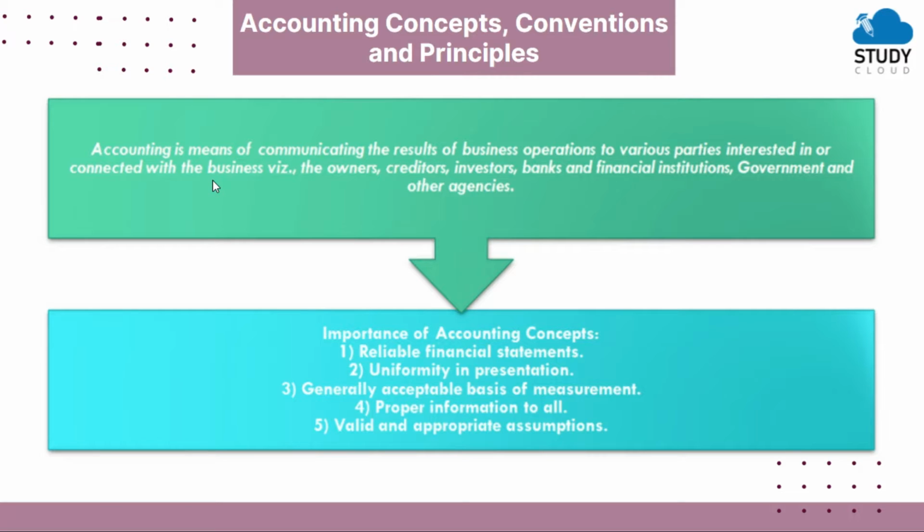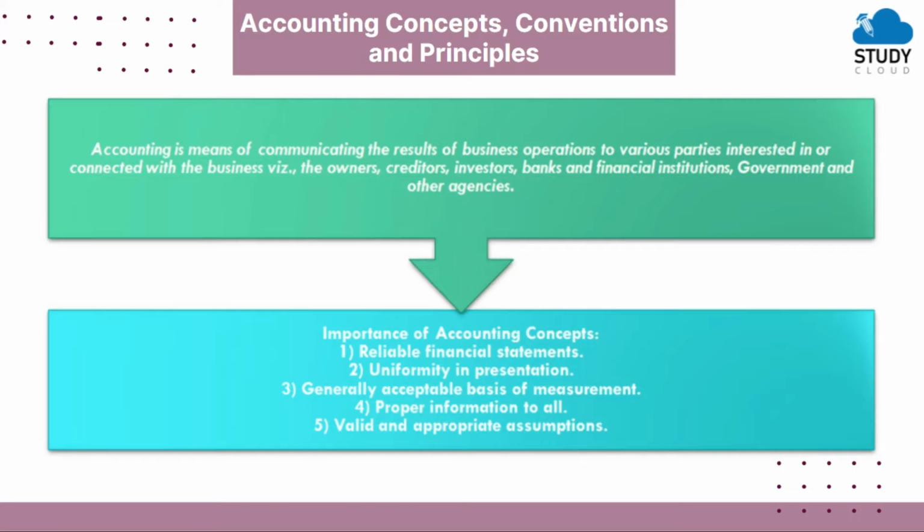What it shows? Now we want to communicate, we want to share the results, the outcome, whether profit or loss of a business operation to various parties who are involved in a business directly or indirectly, like owners, creditors, investors, banks, financial institutions, government, and other various agencies.